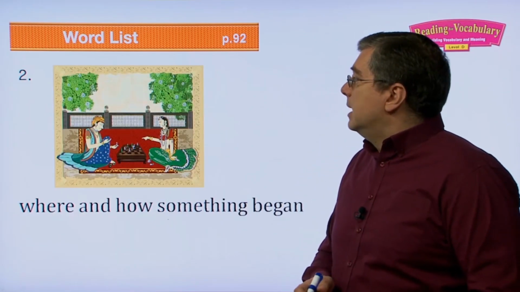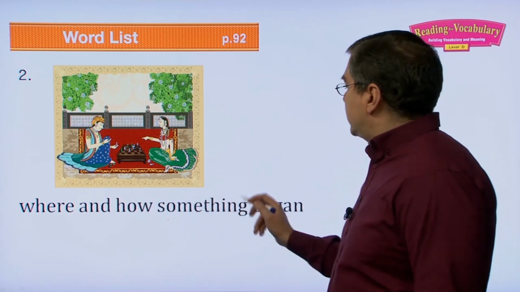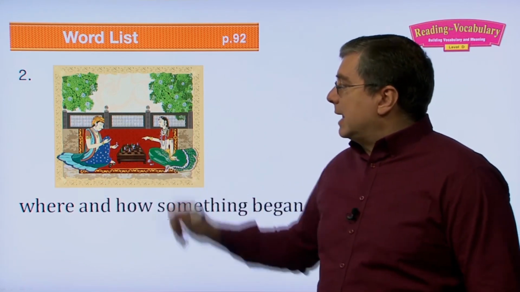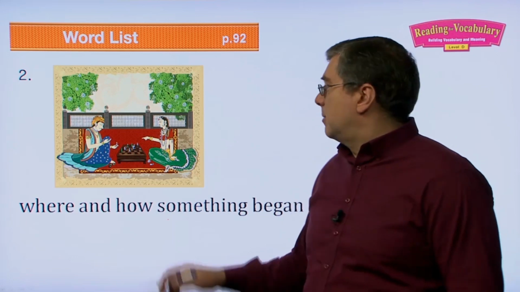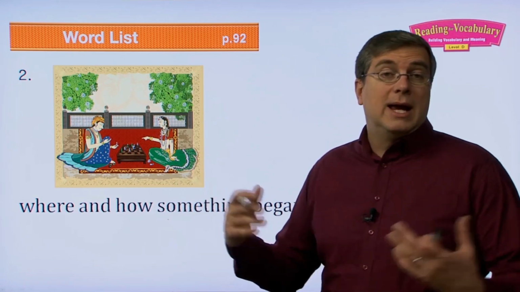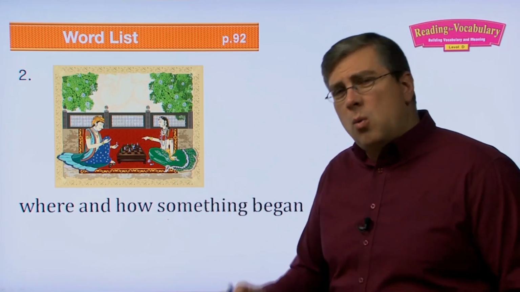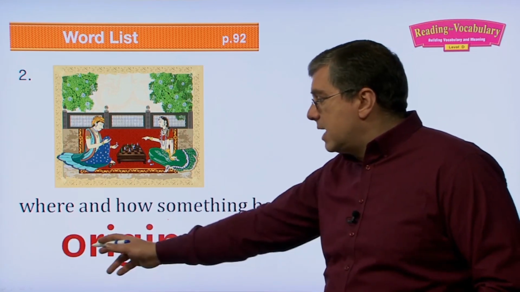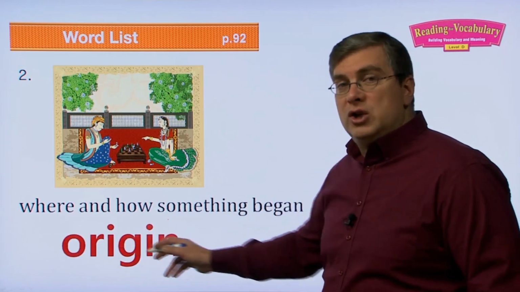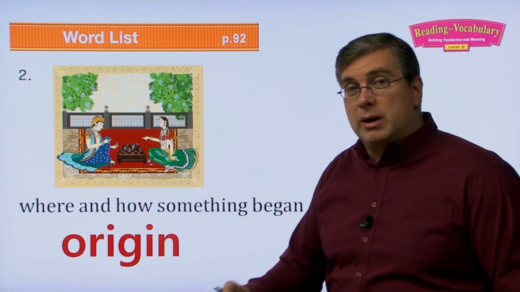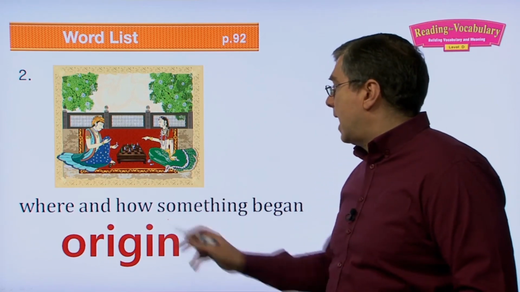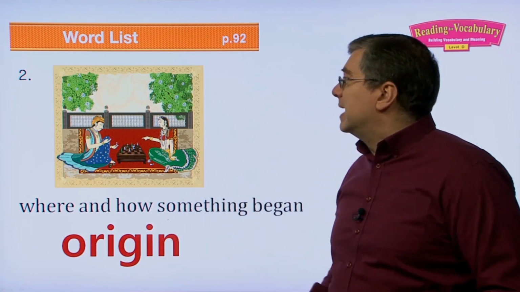Okay, next one. 2, where and how something began. So we think about a game like chess, or we think about a certain type of dress, or a certain type of doing things. Where did it begin? What was the origin? Where did it start? Where did it begin? That's the origin. How and where something began.